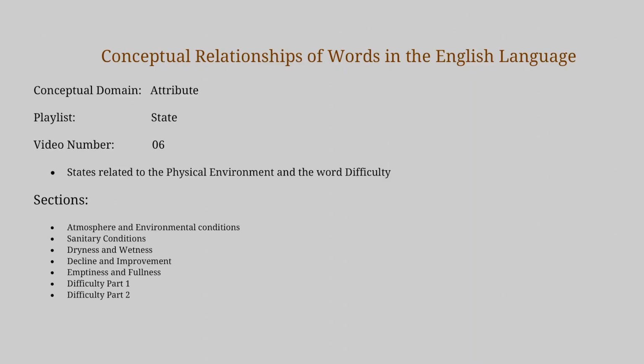In this episode, we will explore states related to the physical environment and the word difficulty. This video is part of the playlist Attribute State. Attribute State playlist is one of two playlists devoted to the conceptual domain attribute. Attributes are linguistic elements that serve as modifiers to provide descriptive information about another word. They convey qualities, characteristics, or properties associated with the entities they modify, enriching the meaning and context of the expression.